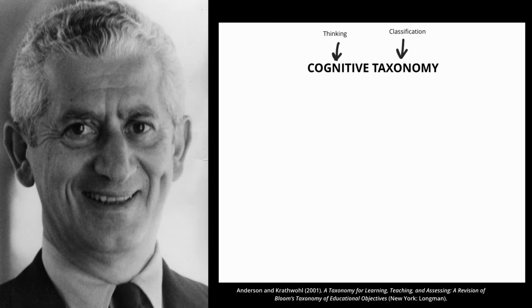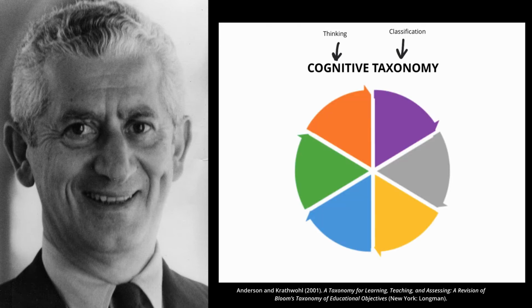It has more recently been revised and gives us a 6-part structure divided into 2 halves, lower order and higher order thinking skills. In lower order thinking skills, we have the ability to remember, understand and apply. And in higher order thinking skills, we have the ability to analyze, evaluate and create.